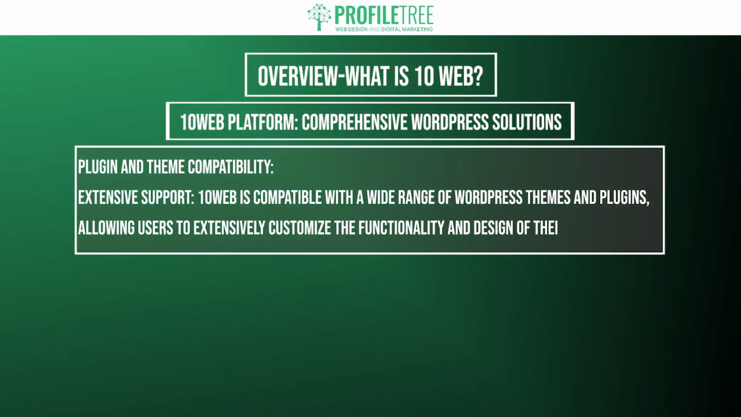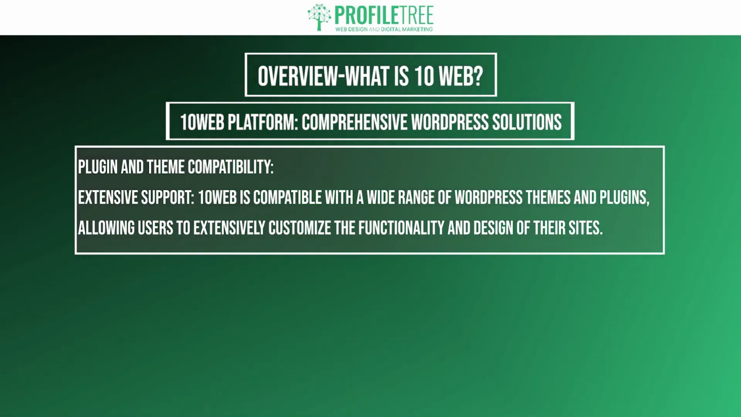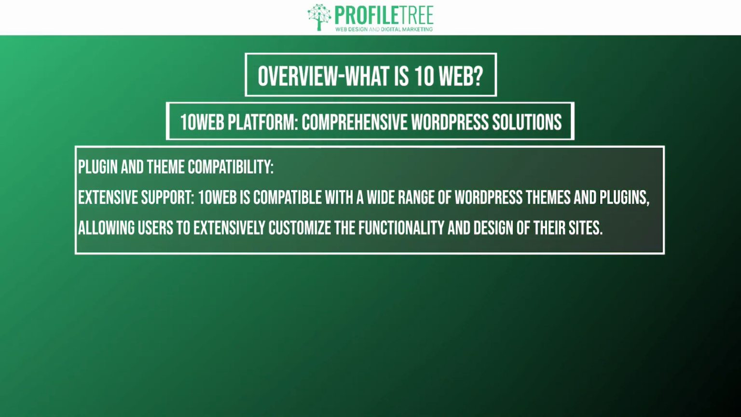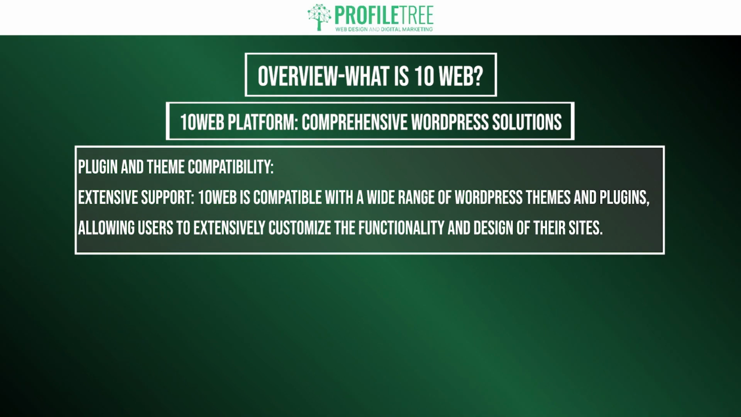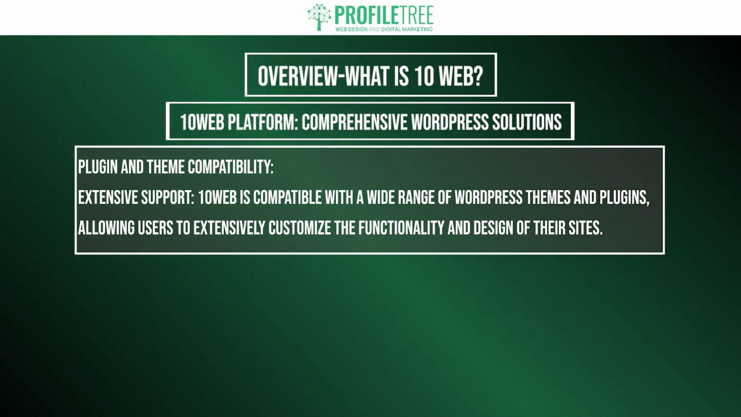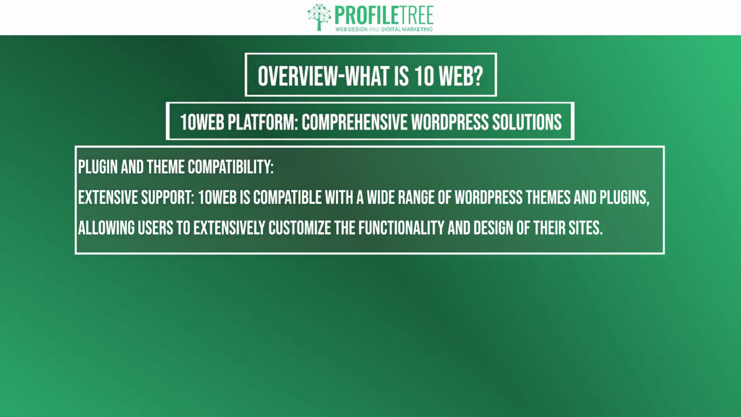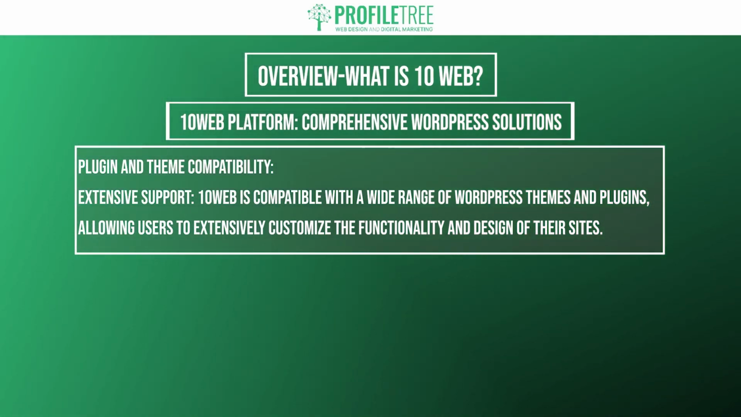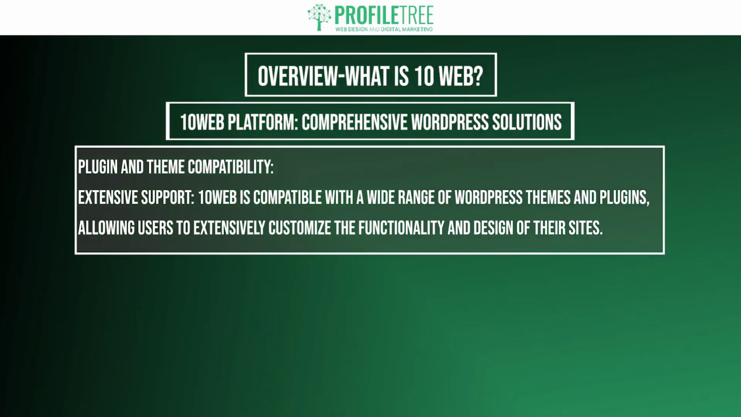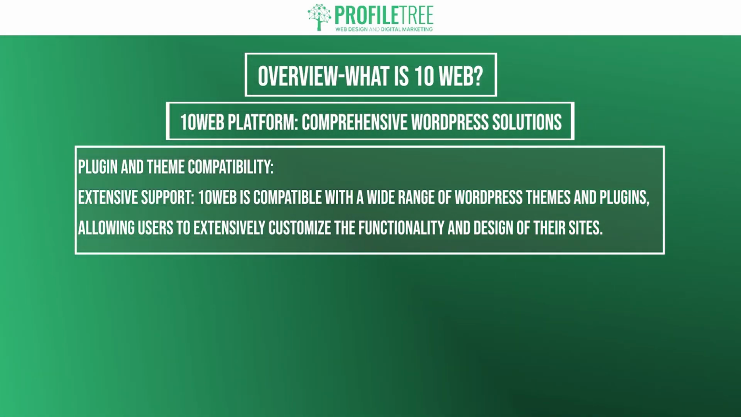Next is the plugin and theme compatibility. So you've got the extensive support. 10Web is compatible with a wide range of WordPress themes and plugins, and that allows users to extensively customize the functionality and design of their sites. Now, if you did want to go for third-party themes, they can still work. You do also have access to the default themes that WordPress provides. Everything is pretty much just WordPress based. It's only 10Web that's using it as a hosting platform. So overall, it is a great platform, especially if you're not using AI anyway. If you just want to use a normal 10Web platform, then you can do so with WordPress.